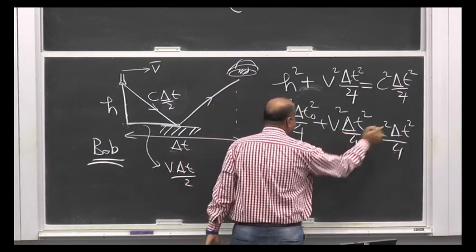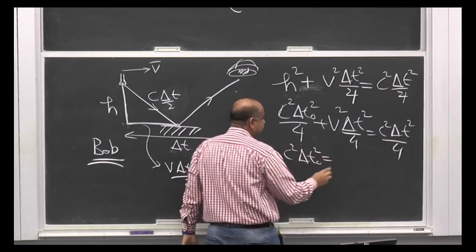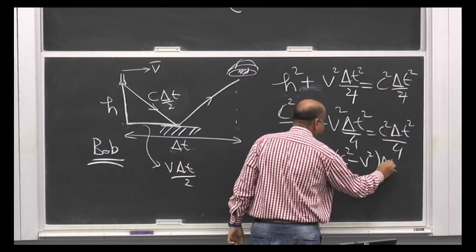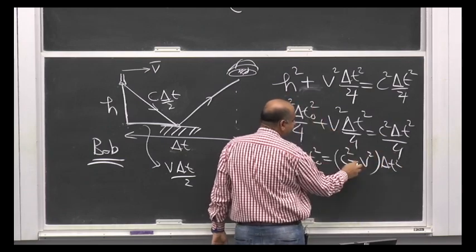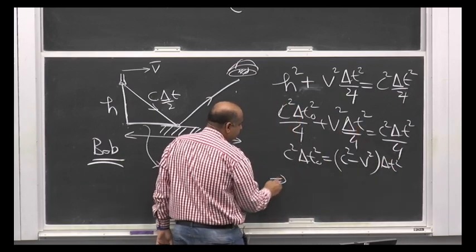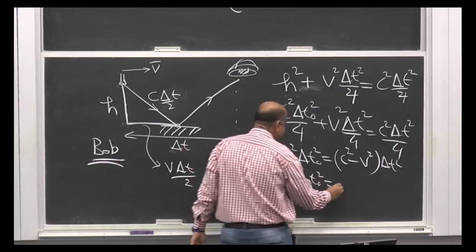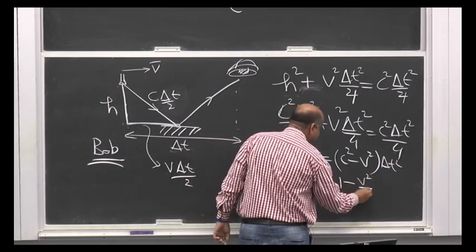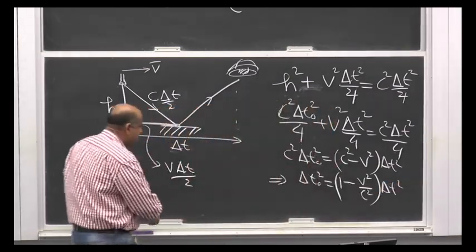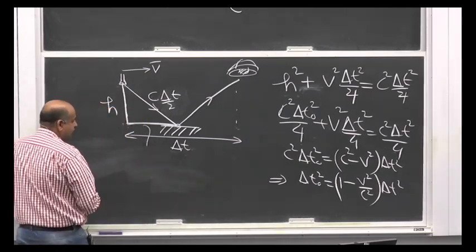Let's take this delta T on the other side. We get C square delta T naught square. So that will go over there as minus v square, and I took delta T square common from it. So let's divide by c square. So this is 1 minus v square over c square, times delta T square, and let's try to finish it on this board.